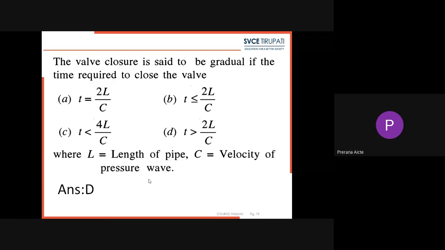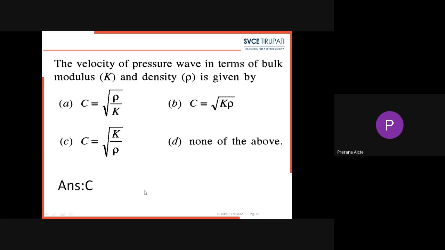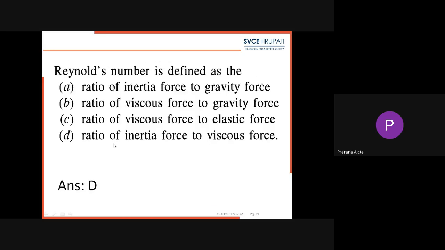Another one: the valve closure is said to be gradual if the time required to close the valve T is greater than 2L by C. Here L is the length of the pipe, C is the velocity of the pressure wave. The velocity of the pressure wave in terms of bulk modulus and density, we have already discussed, right? It is given as C equals square root of K by rho. The velocity of the pressure wave, or the velocity of sound, C equals square root of K by rho.